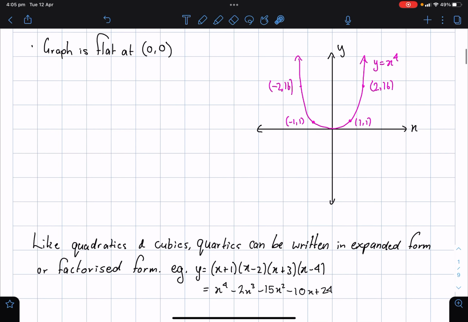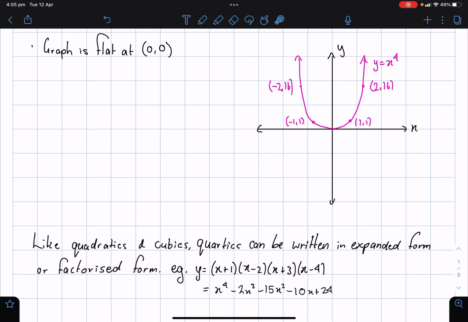So, like quadratics and cubics, quartics can be written in expanded form or factorized form. So for example, here I've got y equals x plus 1 times by x take 2 times by x plus 3 times by x take 4. So 4 unique linear factors. And this actually expands out to be x to the power 4, take 2x cubed, take 15x squared, take 10x plus 24. So you can write them in both.